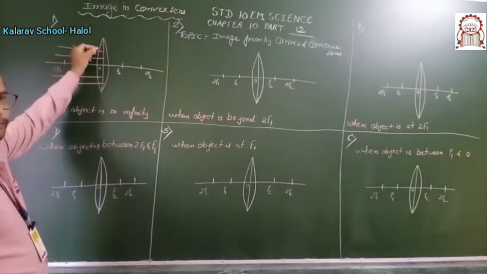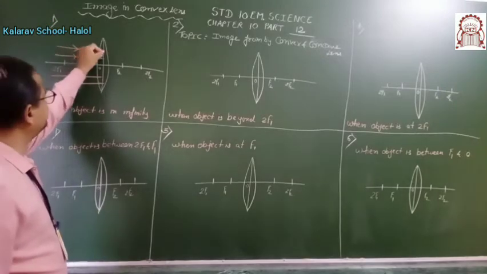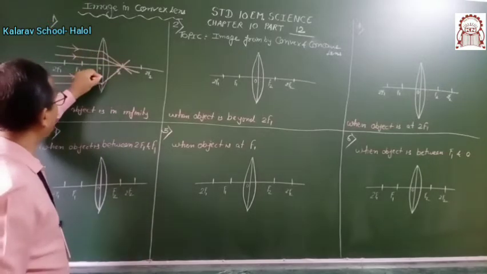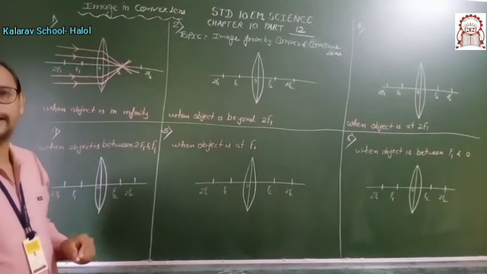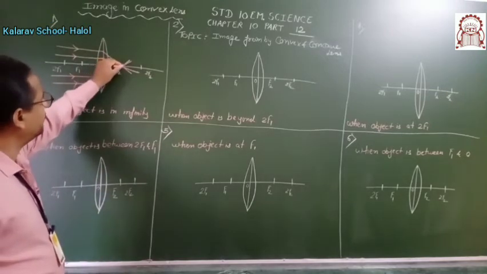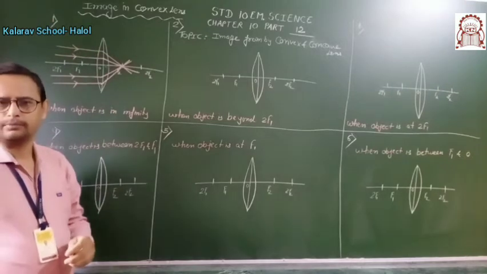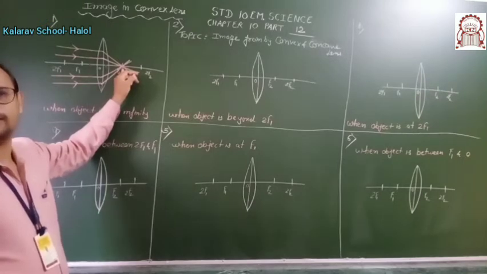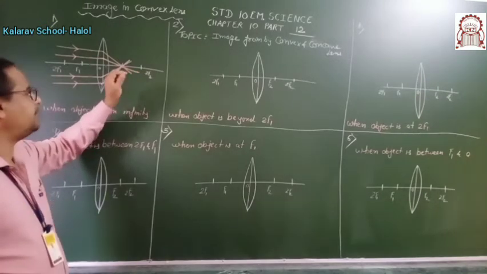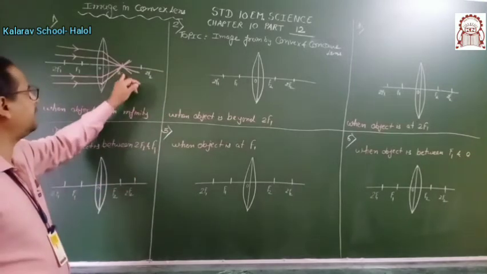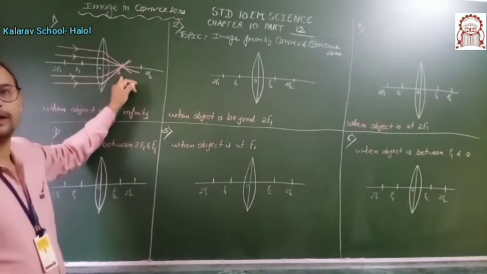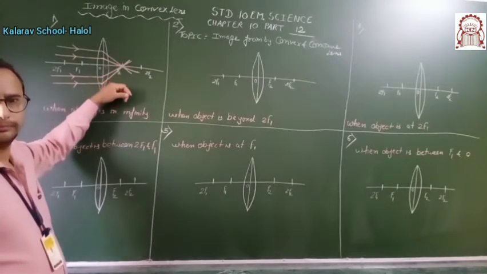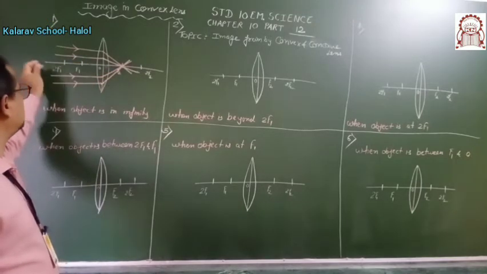After coming here, it will pass through the focus on the other side and the image will form at the focal point. Is it clear? This image will be smaller than the object, means very diminished, point size, and real and inverted. Okay, real means vastovik, inverted means negative, ulta. This is the first situation.